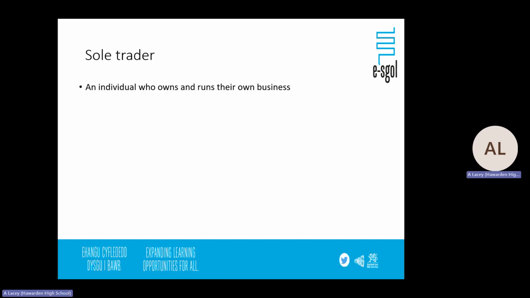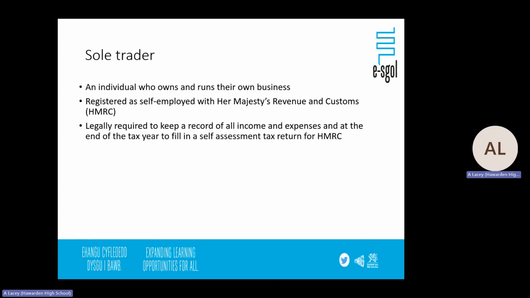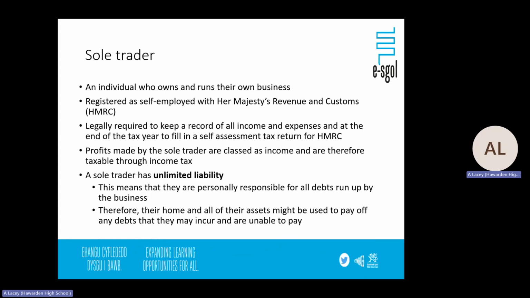We look at a sole trader, say from the private sector, is an individual who owns and runs their own business. Now, they are registered as self-employed with HMRC, and they are legally required to keep a record of their income and expenses to fill in the self-assessment tax return at the end of each tax year. The profits made by the sole trader are classed as income, and therefore are taxable through income tax. Now, as a sole trader, you have unlimited liability.